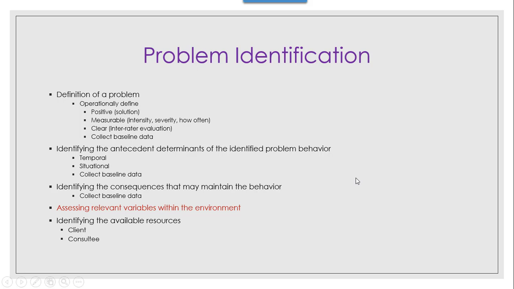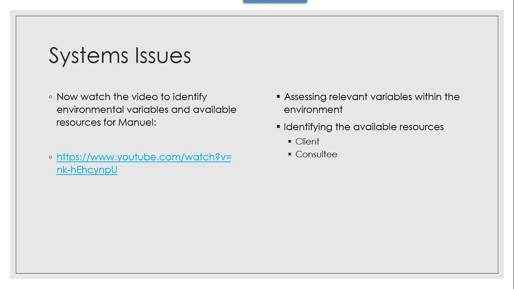All right, so now we're going to keep going. One of the other things we would talk about is any relevant variables within the environment. We talked earlier about doing some of these tier 1 observations. I want you to take a look at the video again and see whether there are relevant variables within the environment that would be problematic.